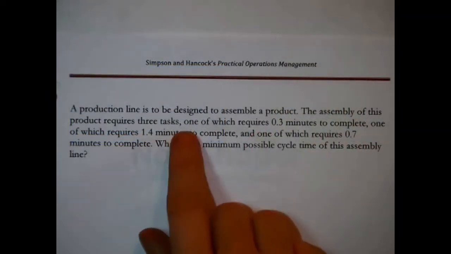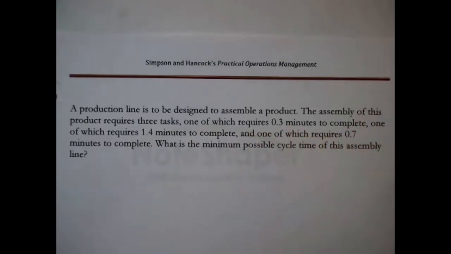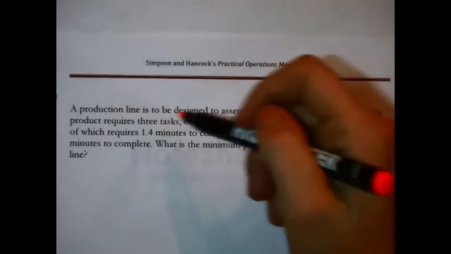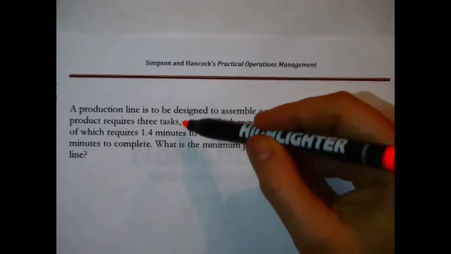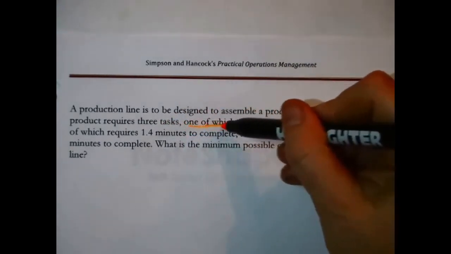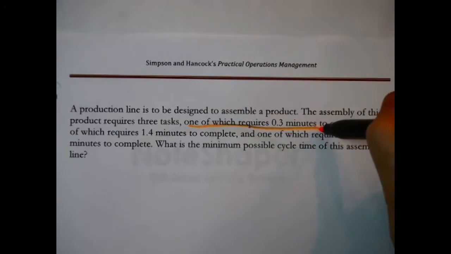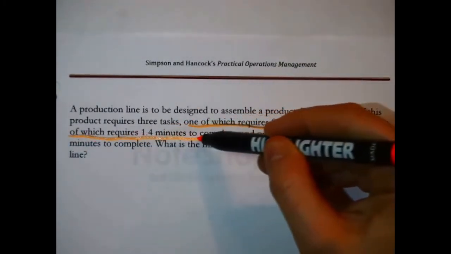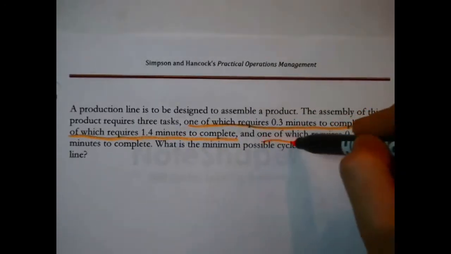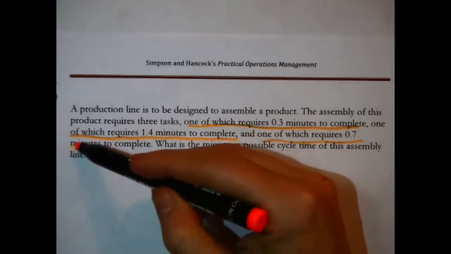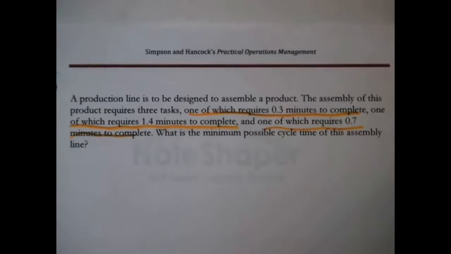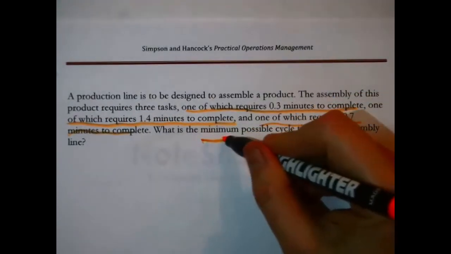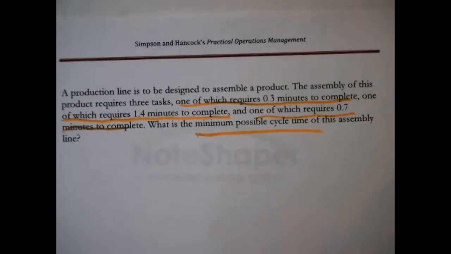A production line is to be designed to assemble a product. The assembly of this product requires 3 tasks, so these are what will be assigned to the workstations. One of which requires 0.3 minutes to complete, one of which requires 0.4 minutes to complete, and one of which requires 0.7 minutes to complete. Now, what's the question? What is the minimum possible cycle time?